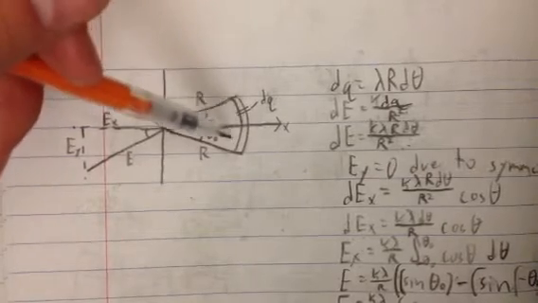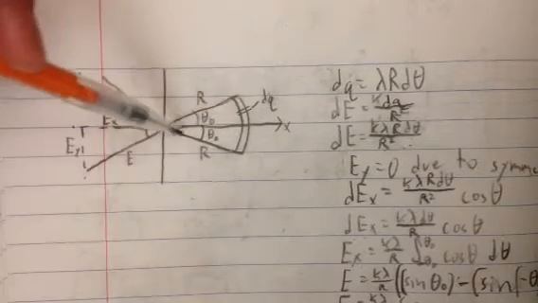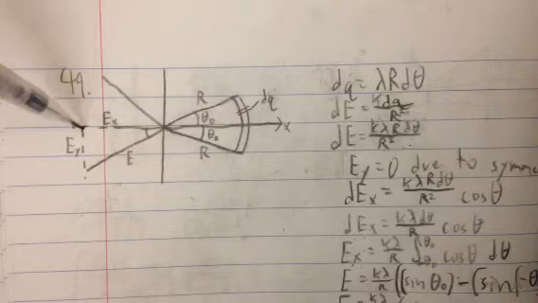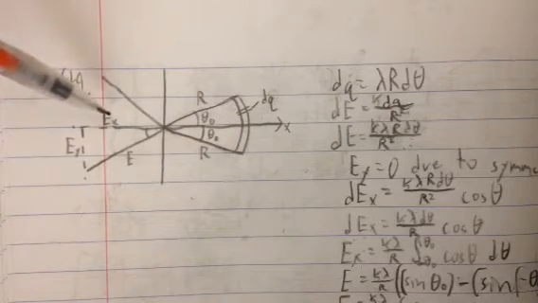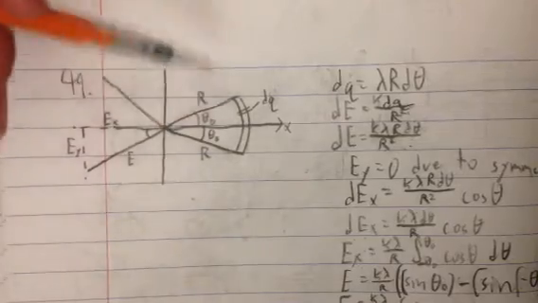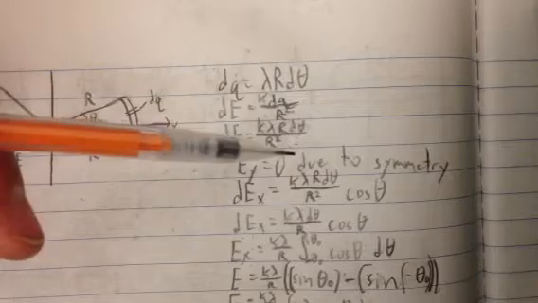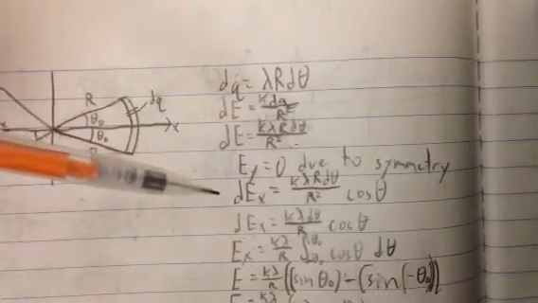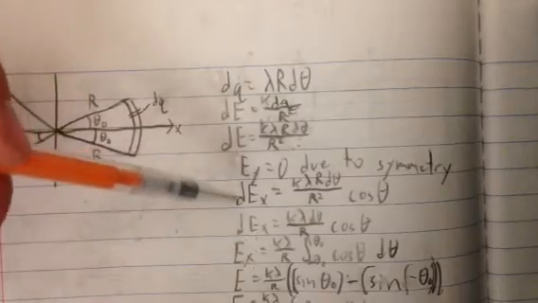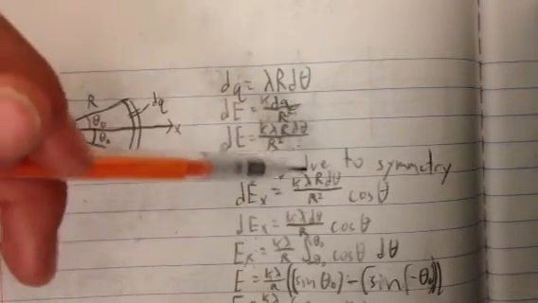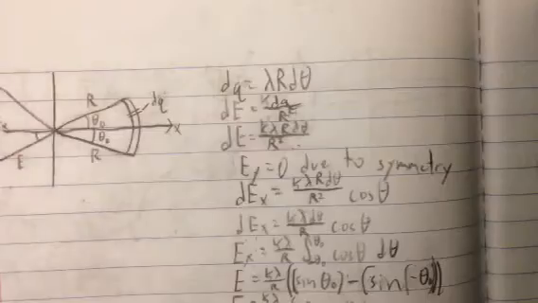But if you mirror that on this side, the exact same angle will have one coming this way and will be pushing upwards. And so these two will cancel each other out, leaving you with just an Ex component for the entire arc. So I went over here and said that Ey equals 0 due to symmetry. So all you're left to worry about is the Ex component. So we say dEx equals k lambda r d theta divided by r squared times the cosine of theta.